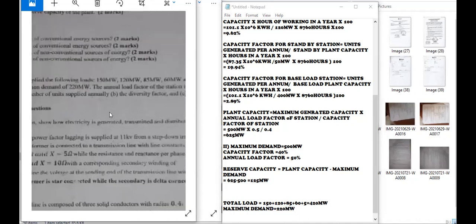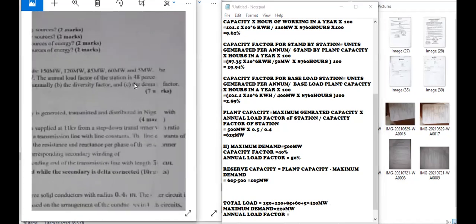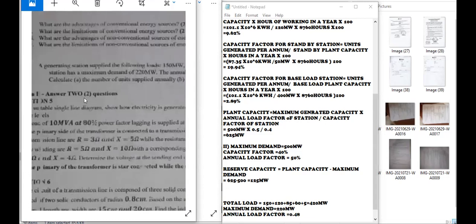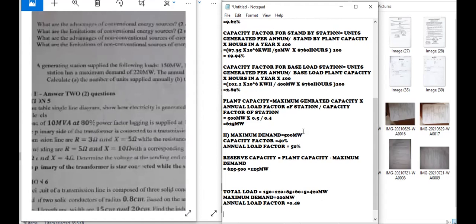Okay. Then the annual load factor. They are giving us the annual load factor now. Annual load factor is giving us 48% from here. You see where my cursor is, 48%. So 48% is 0.48. It should be 48%, right? Then they said again, calculate the number of units supplied annually. Mm. That is the maximum generated capacity. Or no. Per annum. Units generated per annum. That is the number of units supplied annually. I think this is it.